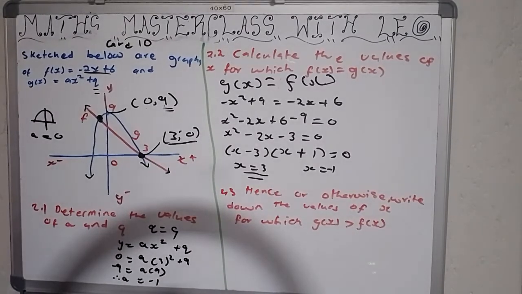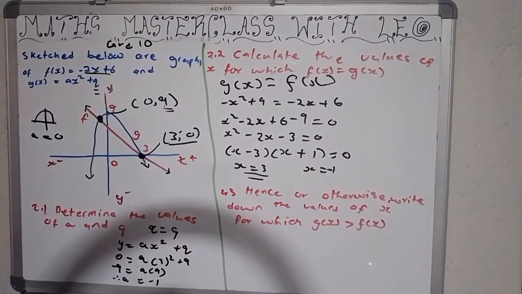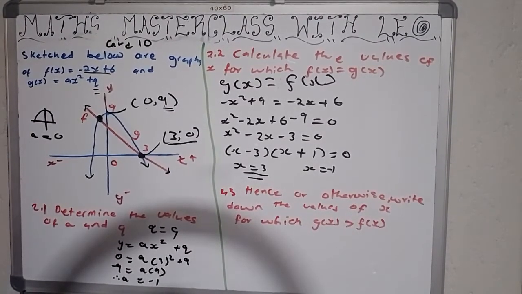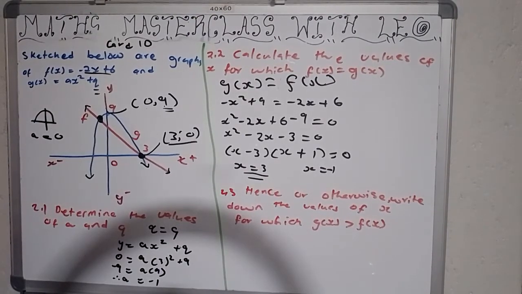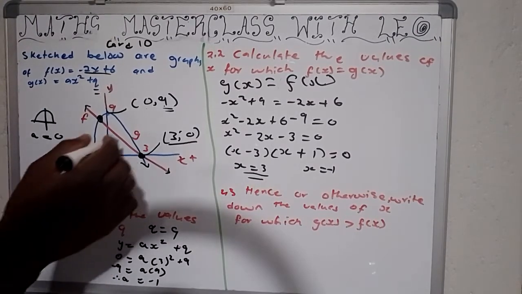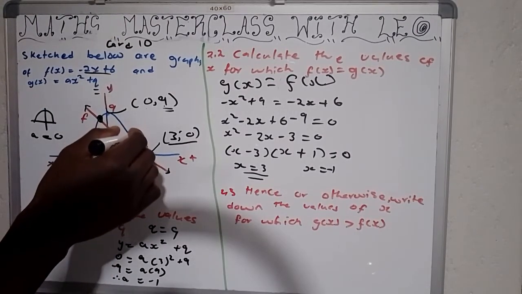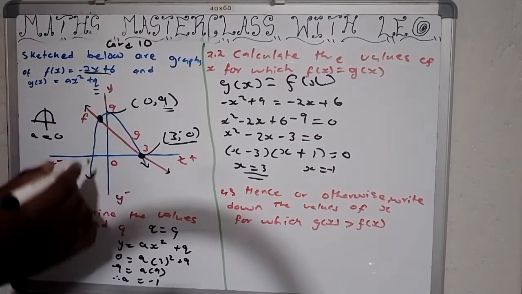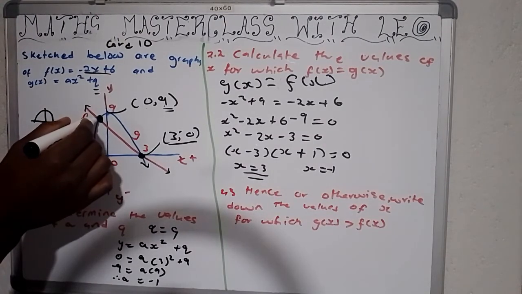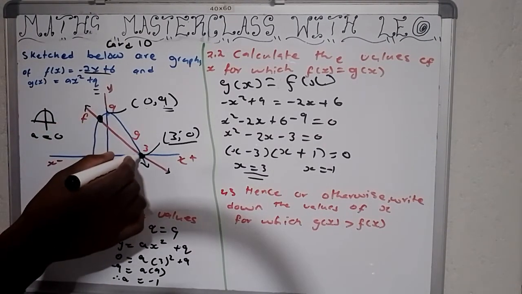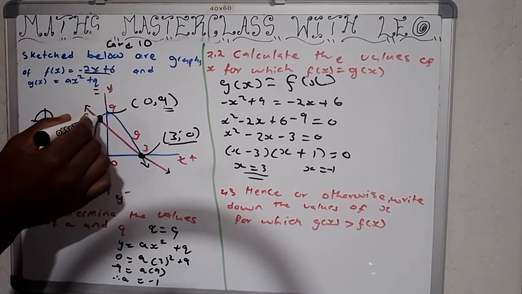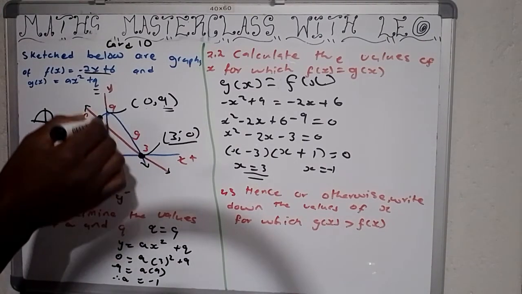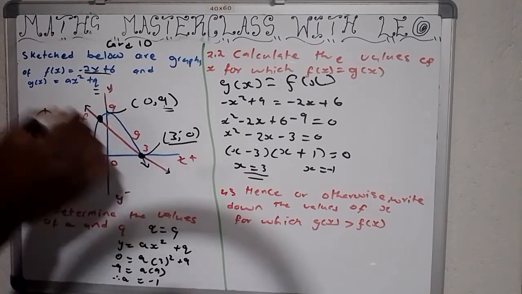The next question says, hence or otherwise, write down the values of x for which g of x is greater than f of x. Where's my g of x? This is my g of x. You can see which points those are. From this point to this point, my g of x is above my f of x.